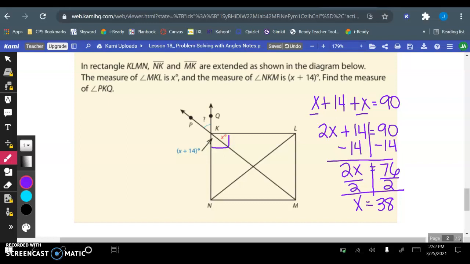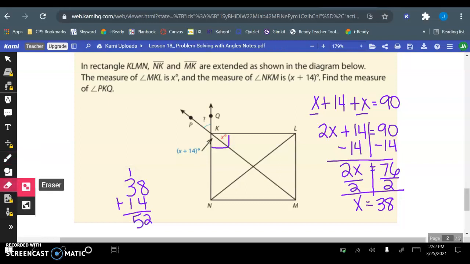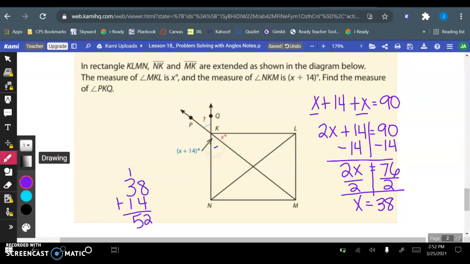We need to figure out what x plus 14 is. So now we have to do 38 plus 14. That would be 52 degrees. So if this angle here is 52, so is this angle right here. So 52 degrees is the measure of angle PKQ.